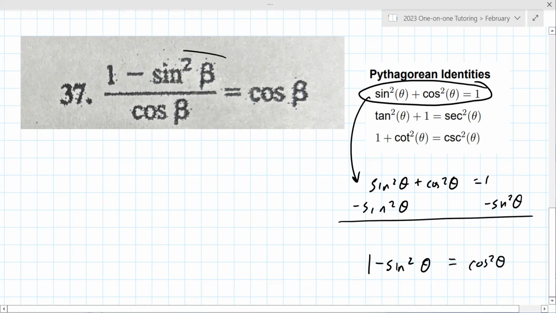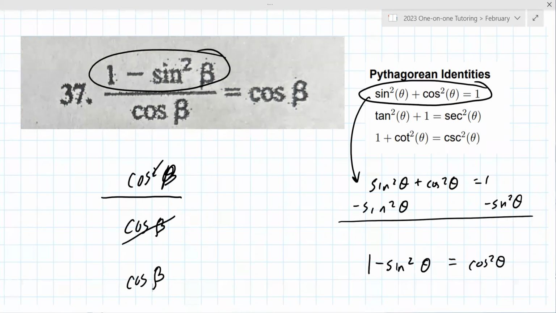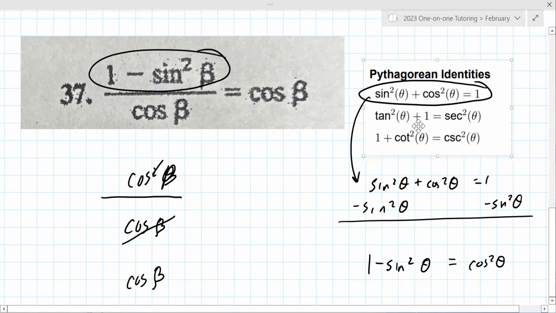So instead of 1 minus sine squared theta, that becomes cosine squared theta, or beta in this case, over cosine beta. Can you see that this now reduces to just cosine beta, because the one on the bottom cancels with that exponent, leaving just cosine beta like that? Yeah. So these 3 identities, you got to know them really well. You got to be able to recognize them.